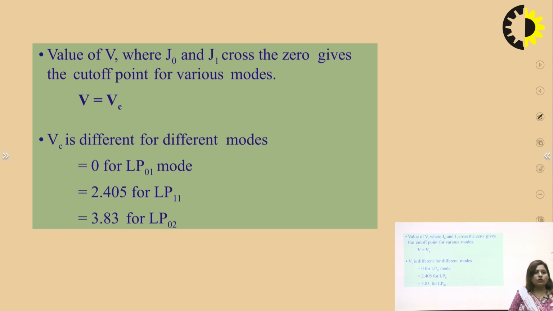Now, we have a cutoff value of the V number for different modes. For LP01 it is 0, and beyond LP01 the next mode is LP11. The cutoff value for LP11 is 2.405. For calculation purposes we take the value of LP11. If we have to calculate the diameter of the fiber or the wavelength for a particular cutoff normalized frequency for LP11, we usually put 2.405. Similarly, for LP02, it is 3.83. You have to remember these values for calculation purposes in numerical problems.